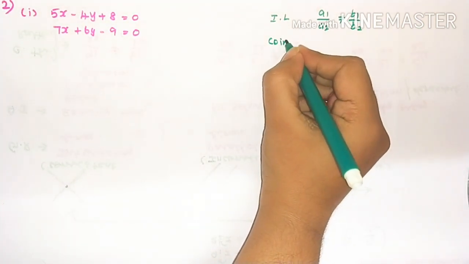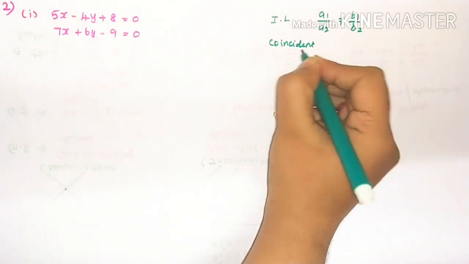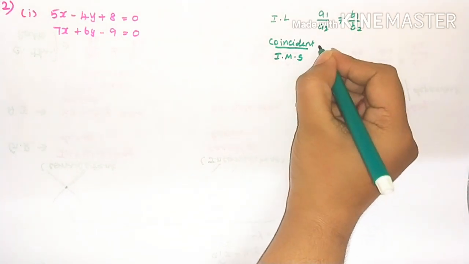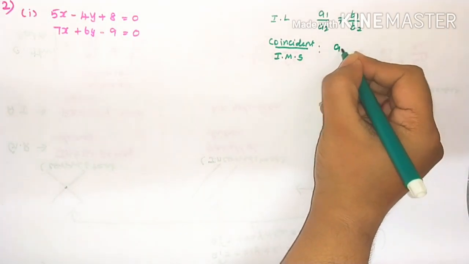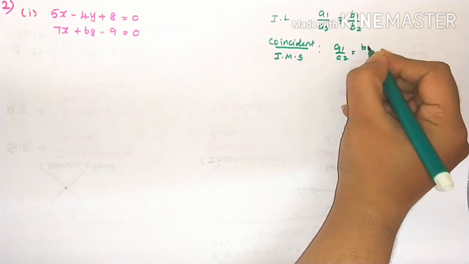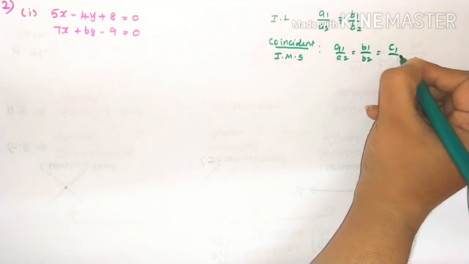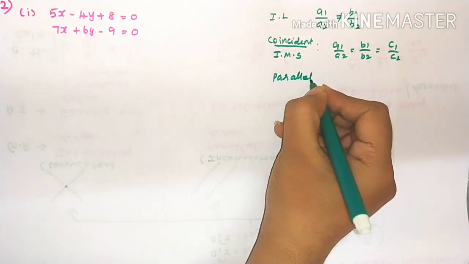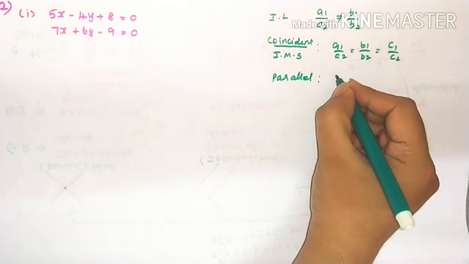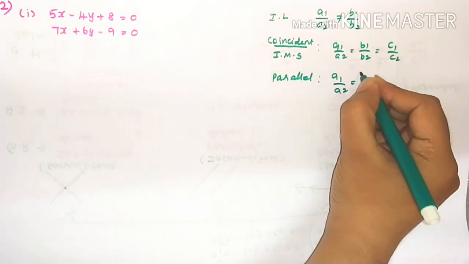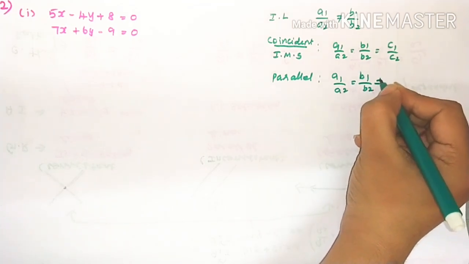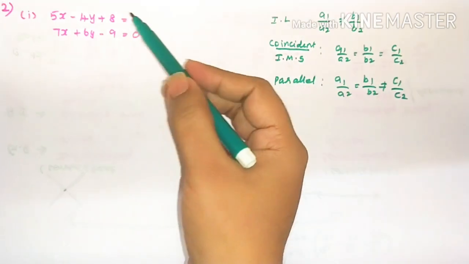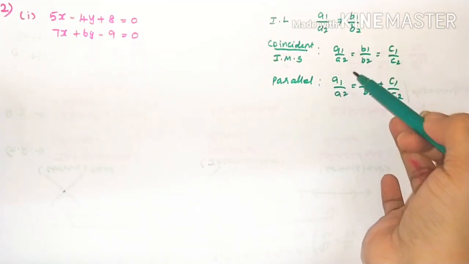Coincident. What does coincident mean? I already told you, coincident means infinitely many solutions. The condition is a1 by a2 equal to b1 by b2 equal to c1 by c2. And the third one is parallel. Parallel means no solution. The condition is a1 by a2 equal to b1 by b2 not equal to c1 by c2. So we have to check which condition is satisfied.